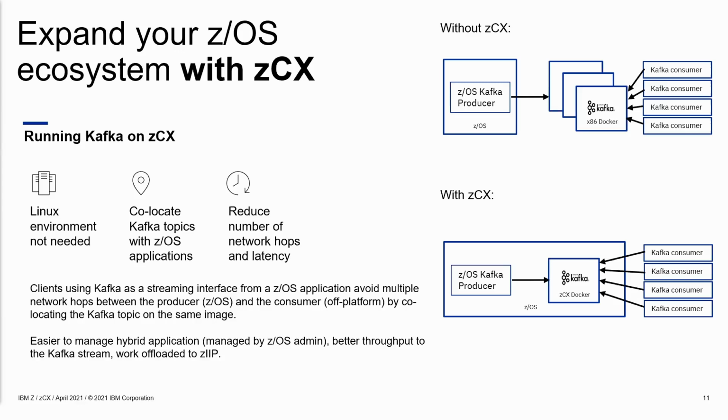have a zOS application that wants to write a message to a Kafka topic, right? In the upper right-hand corner, we see a zOS Kafka producer, an application, it wants to write out there. If it writes out to x86 Docker, it has to go through a high latency, maybe low bandwidth connection to Kafka. I also don't have operational control, and I'm not leveraging zOS qualities of service when I run that Kafka.